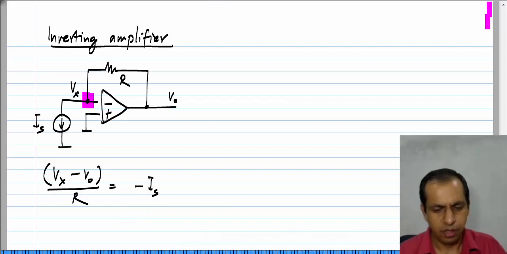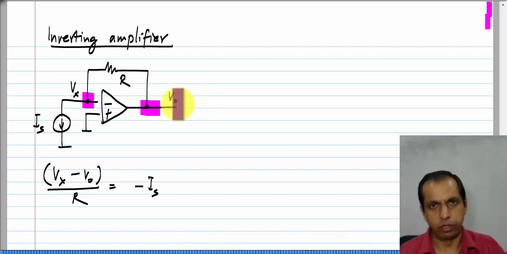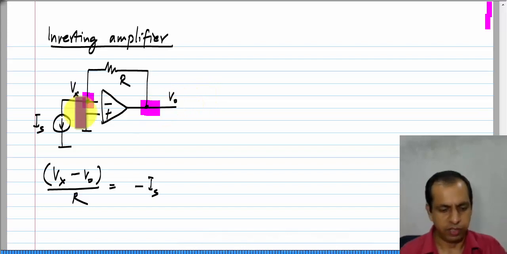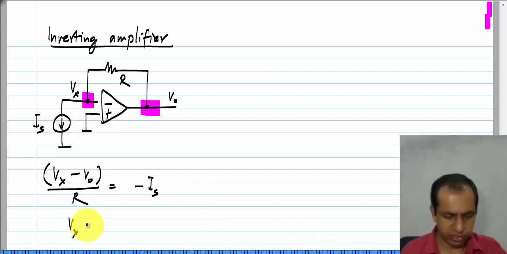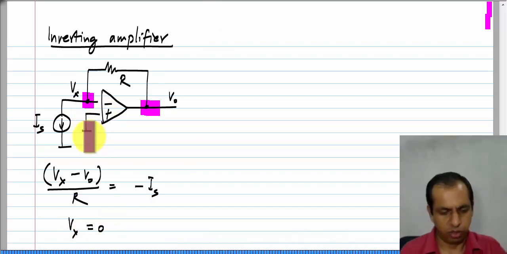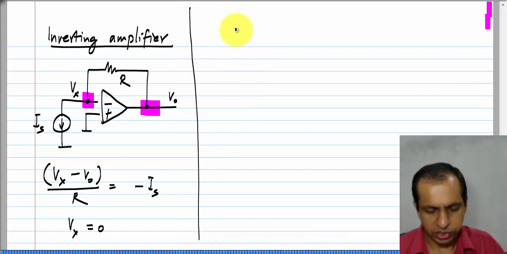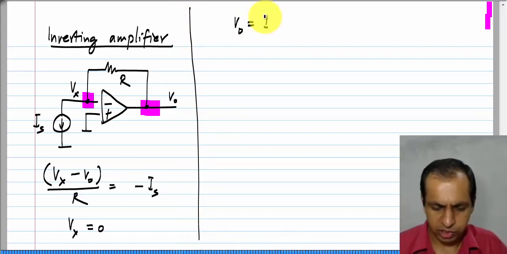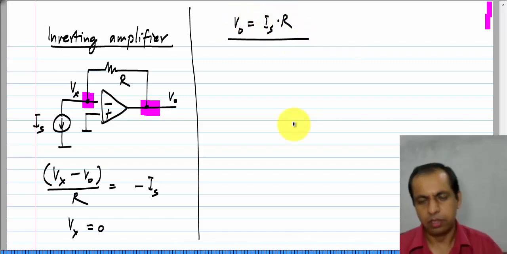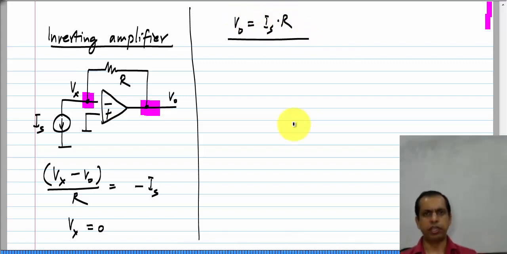And we have the other node, which is the output of the op amp. As I have mentioned, we cannot write Kirchhoff's current law equation here. Instead, we write the virtual short equation at the op amp input, and that turns out to be just V x equals 0, because the non-inverting terminal of the op amp is connected to ground, that has 0 volts, and the other terminal has to have the same voltage as this one. And if you solve for these two, you will easily see that V naught is I s times R. So, this is a very nice circuit which is used quite frequently also.